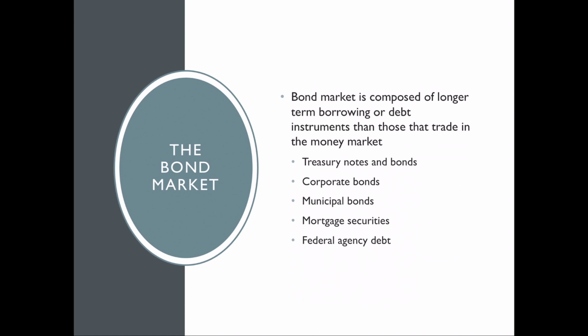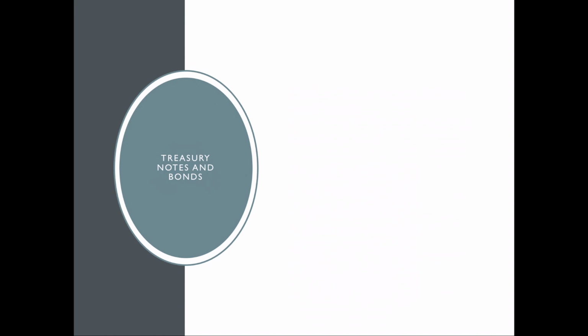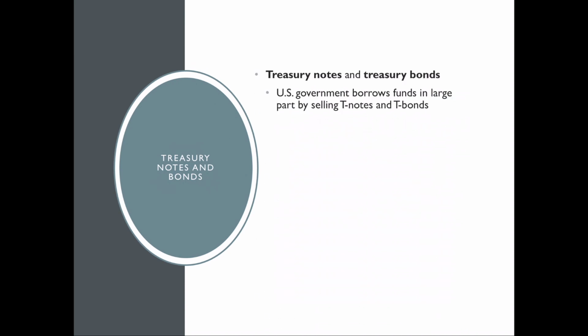Sometimes the bond market is said to comprise what is called the fixed income capital market. It is called the fixed income capital market, as most of these different types of securities offer some fixed stream of income or income that is generated by some formula. So the first type of security in the bond market that we'll discuss are Treasury notes and bonds. Treasury notes and bonds are, again, U.S. government funds. The U.S. government borrows funds in large part by selling T-notes and T-bonds.